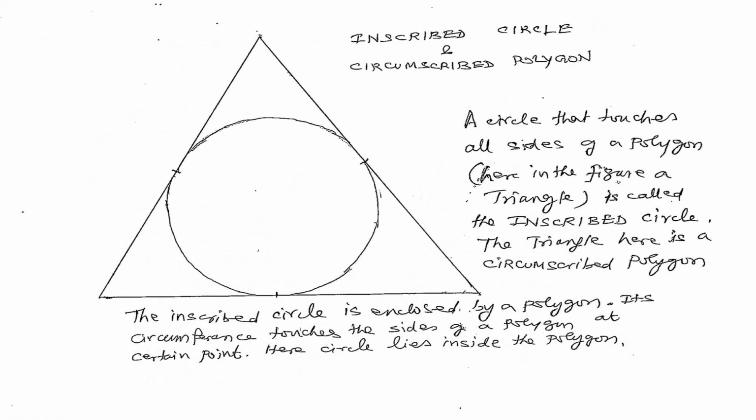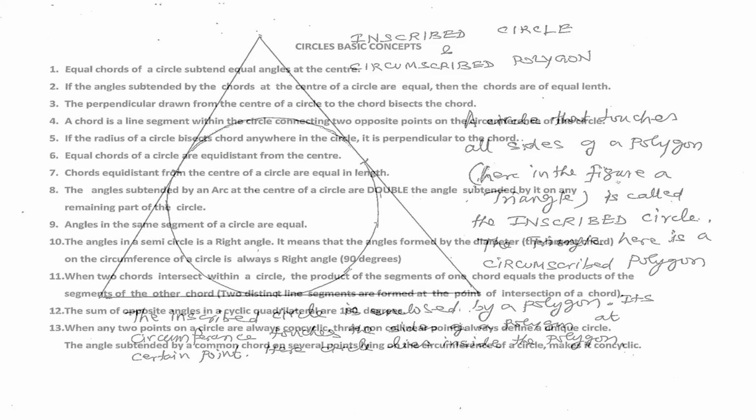In the next slide, you see the inscribed circle and the circumscribed polygon. A circle that touches all sides of a polygon, here in the figure a triangle, is called the inscribed circle. The triangle here is a circumscribed polygon. The inscribed circle is enclosed by a polygon. Its circumference touches the sides of the polygon at certain points. Here, the circle lies inside the polygon, so this circle is called the inscribed circle and the polygon is the circumscribed polygon.